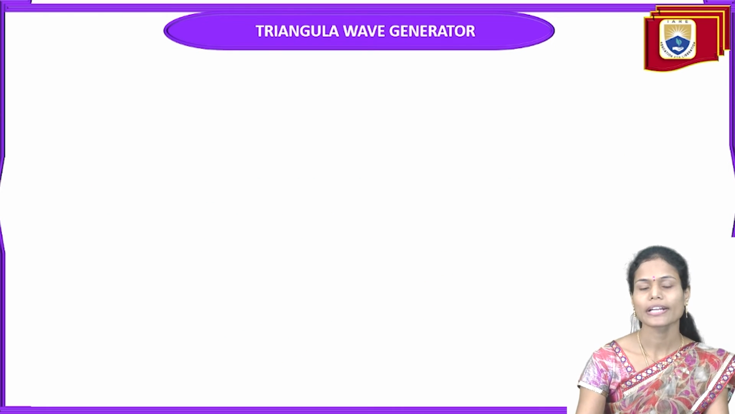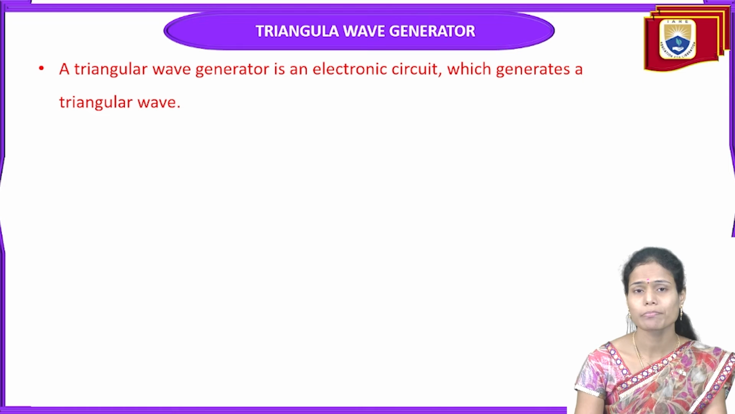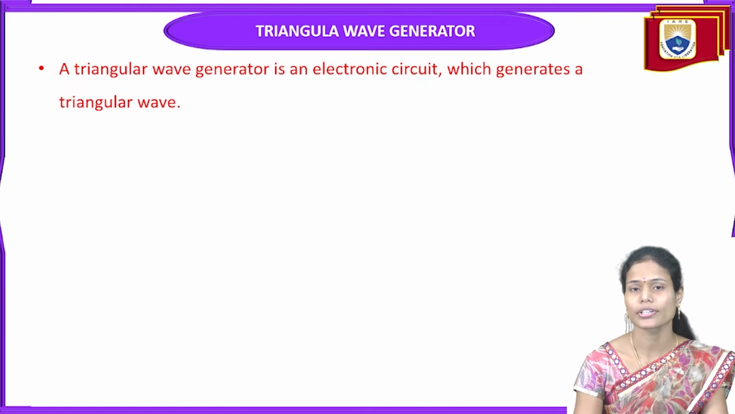Next we'll move to the triangular wave generator. What is meant by a triangular wave generator? It is the electronic circuit which can generate the triangular wave signal as its output.